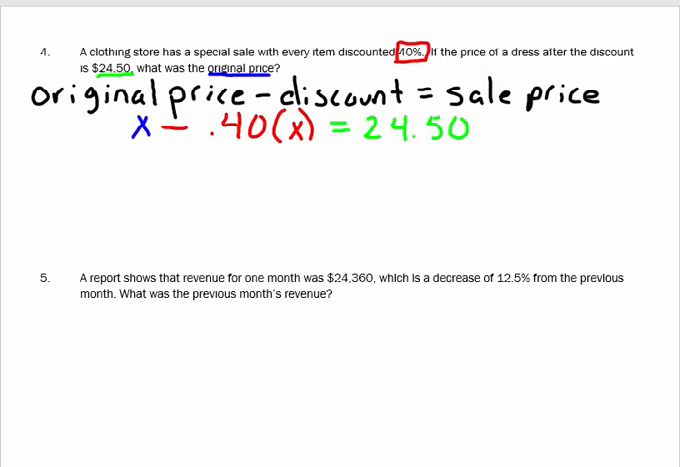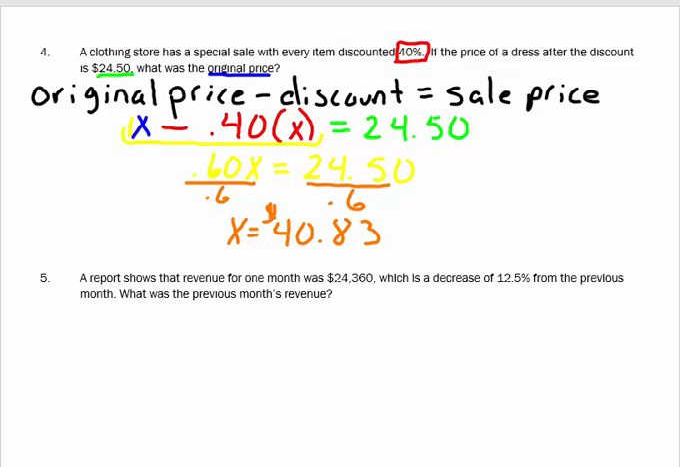Now, if you look on the left-hand side, you will see that x minus 0.40x are considered like terms. There's a 1 in front of the x. So 1 minus 0.40 is 0.60. We still have the x, equaling 24.50. Then we'll need to divide both sides by 0.6 to get the variable having a coefficient of 1. And when we divide 24.5 divided by 0.6, we get $40.83.